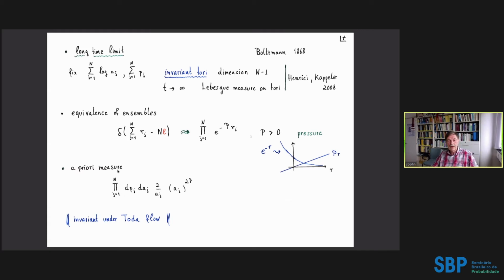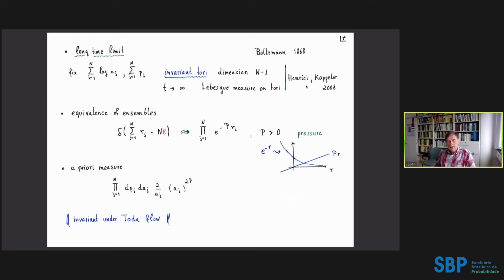Okay, and you have enough control over the action variables to know that almost surely there will be no coinciding frequencies, and therefore in the long time limit, if you average over some smooth function, you will go to the Lebesgue measure on the tori. This is a result of Enrici and Trappeler. So that's a real theorem.